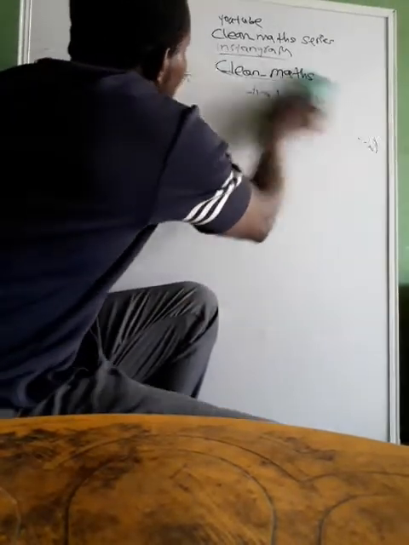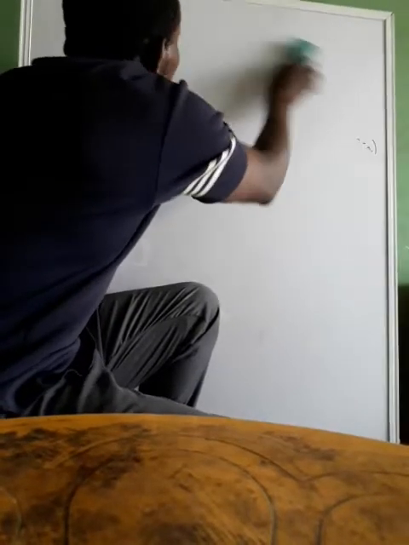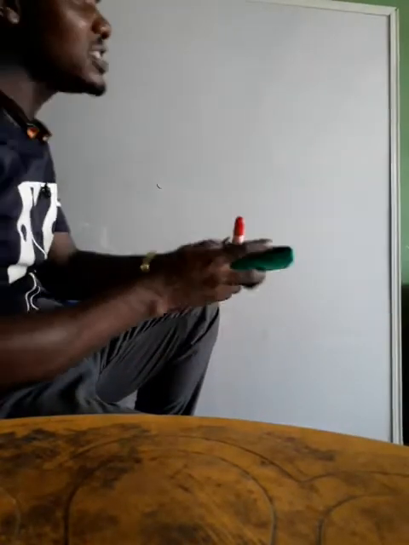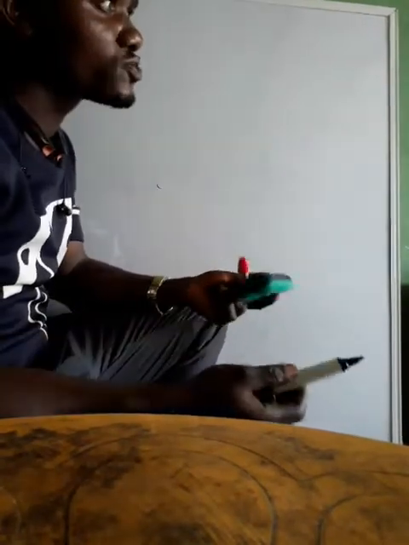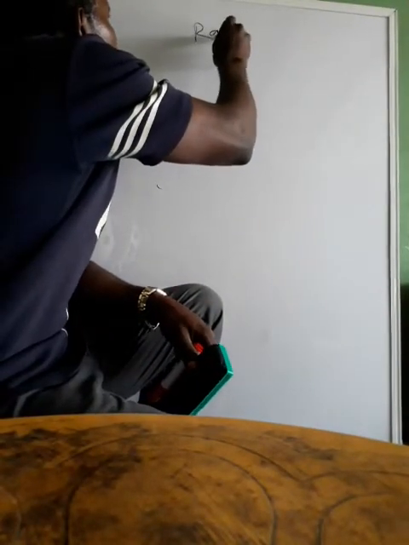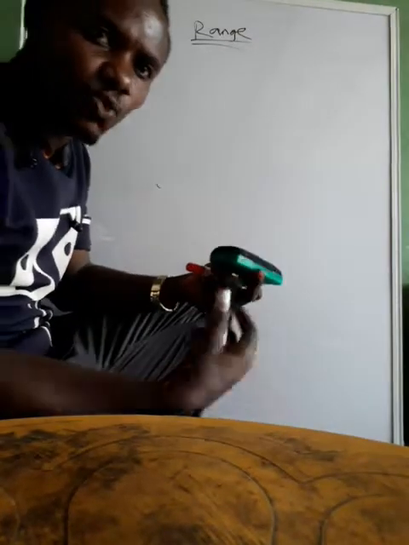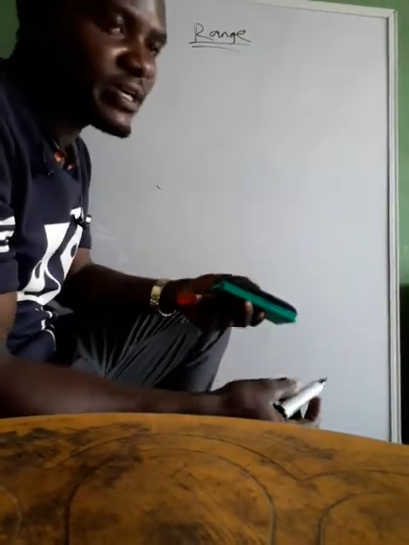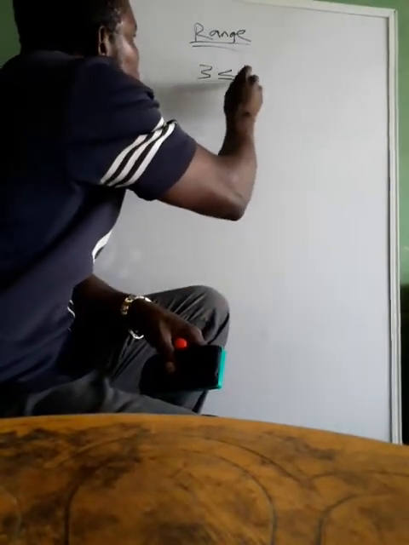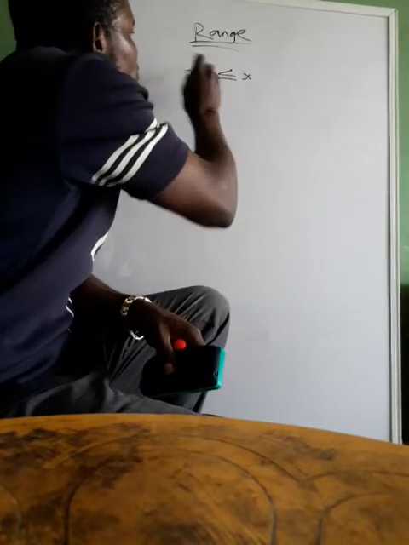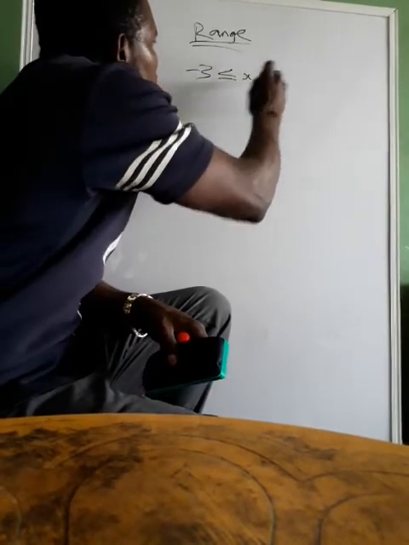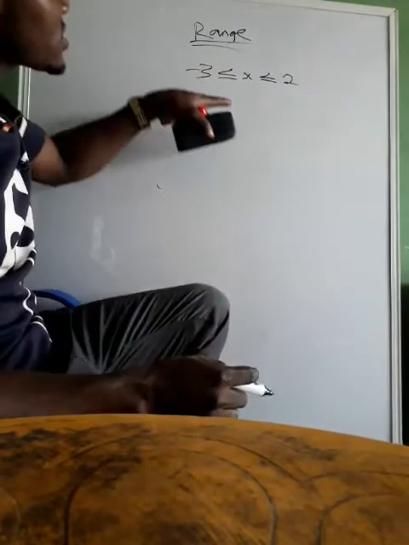So that is that. Now, when you want to attempt a graph, there are two things you need to know. The first one is range. This is where most people get confused. In the question, you will be given a range of x, something like -3 less than or equals to x less than or equals to 2. So what does this interpret?